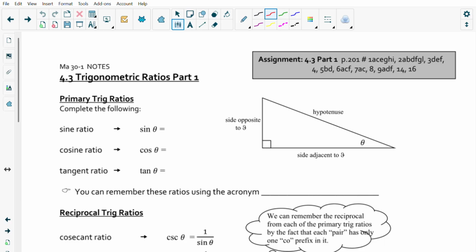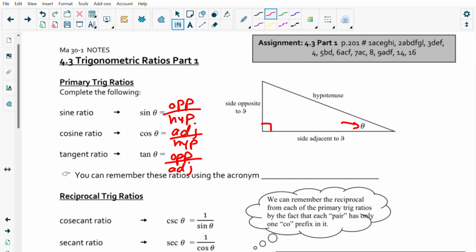4.3 Trigonometric Ratios, Part 1. So a little bit of review on primary trig ratios. Sine ratio. When we have our right triangle trigonometry, sine of theta is the ratio of the opposite side to the hypotenuse, given an angle theta. Cosine is adjacent over the hypotenuse, and tangent is the opposite over adjacent side. You can remember these ratios using the acronym SOHCAHTOA.